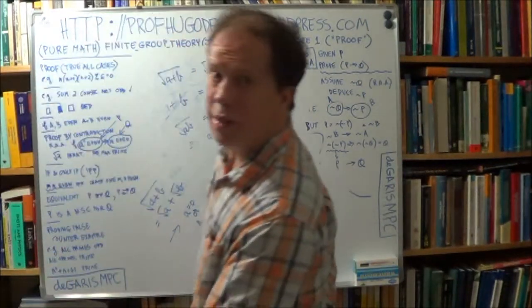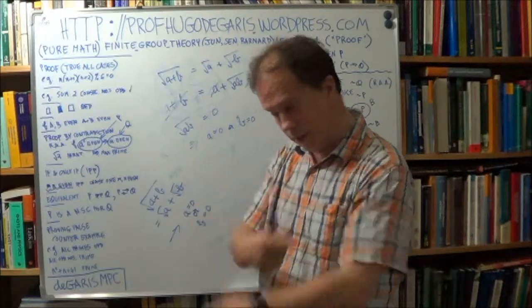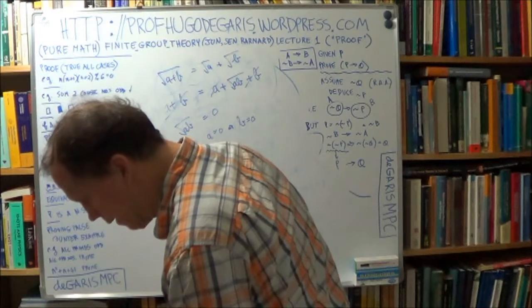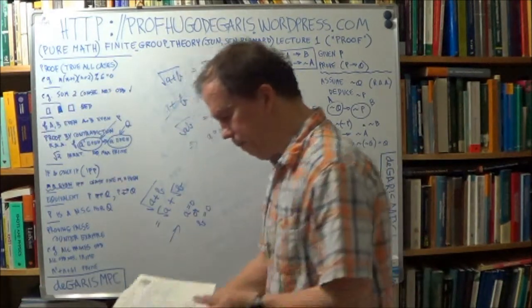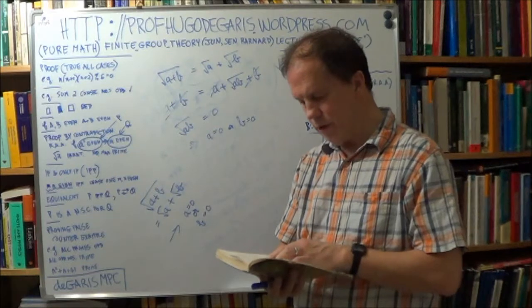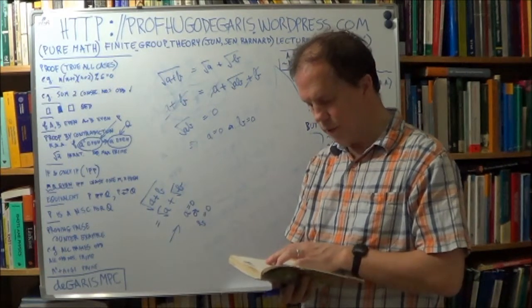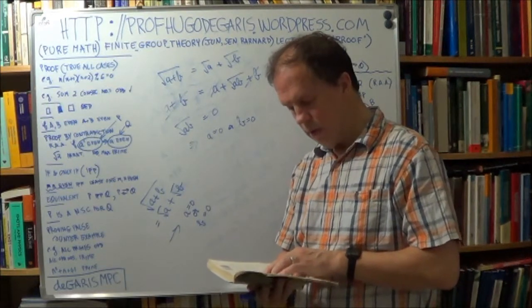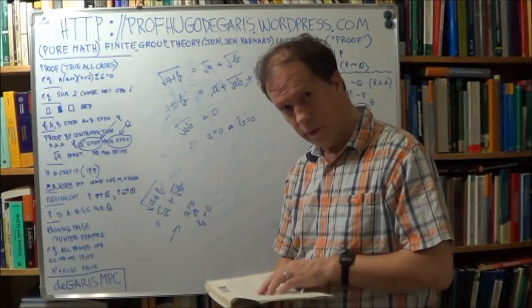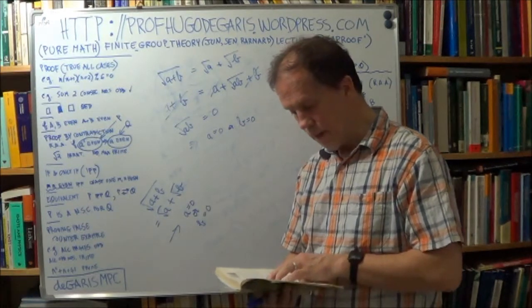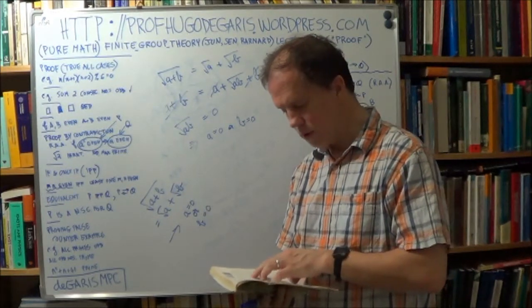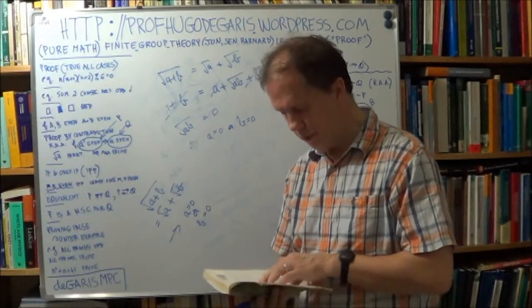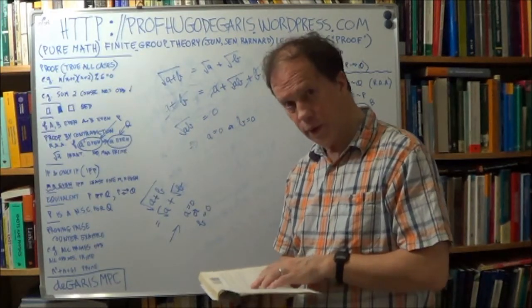All right, let's do an if and only if. So we have to prove it both ways, in both directions. So here's the question. Prove that the product PQ of two integers P and Q is odd if and only if P and Q are both odd.